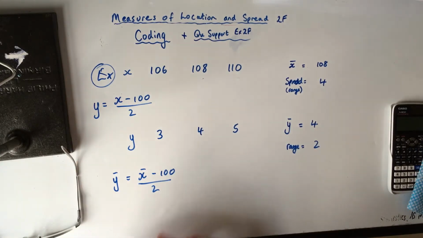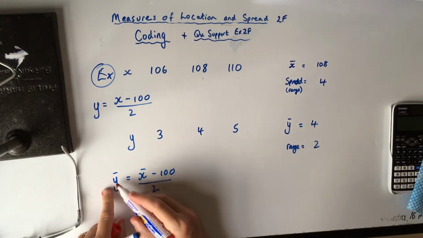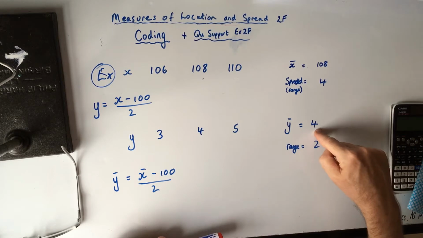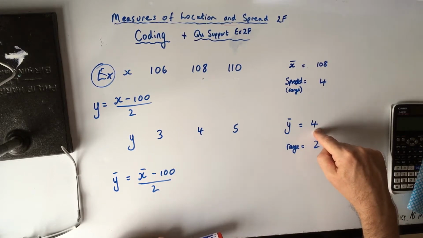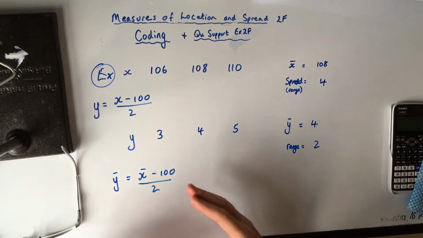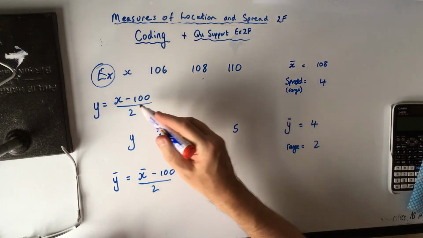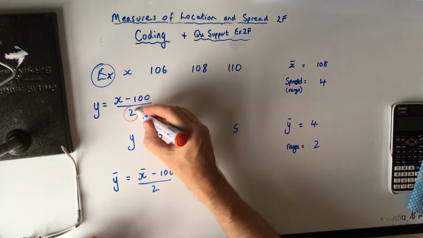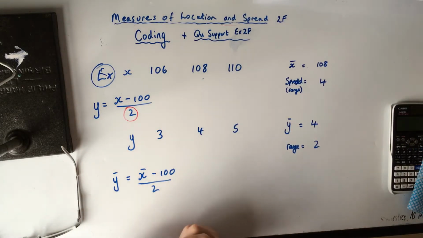So to change it back, we simply do the reverse of this, and it's just rearranging, isn't it? So the first thing, we times by 2 and add 100. So if we times by 2, which is 8, add 100, we get 108. But remember, the range is only affected, moving it up or down does not affect the range. So the range is only affected by this bottom number.